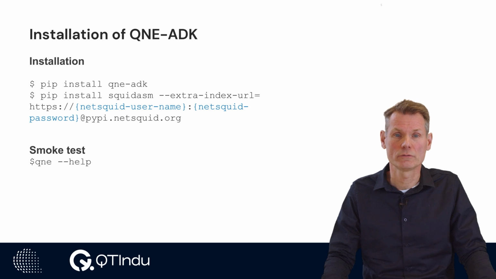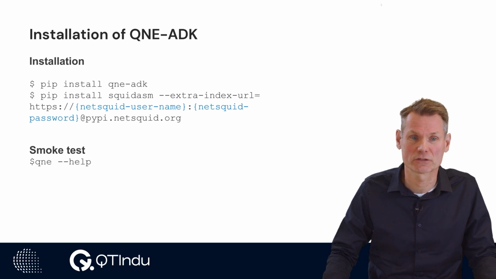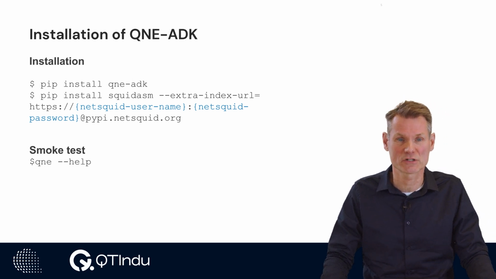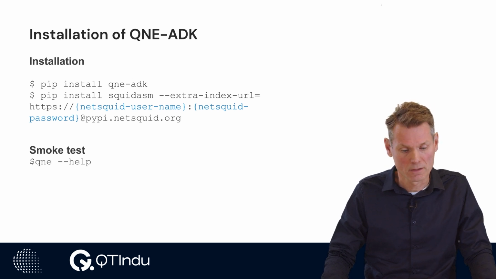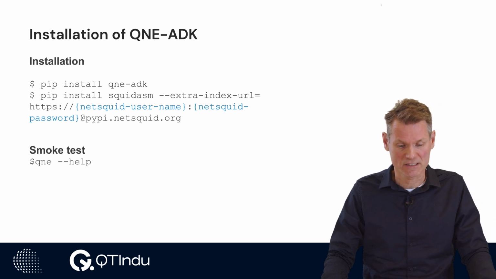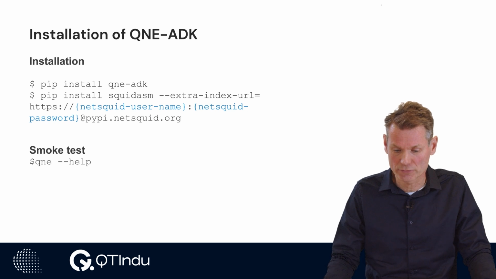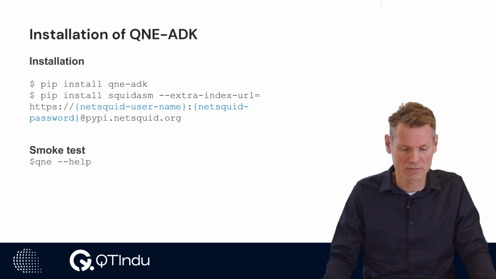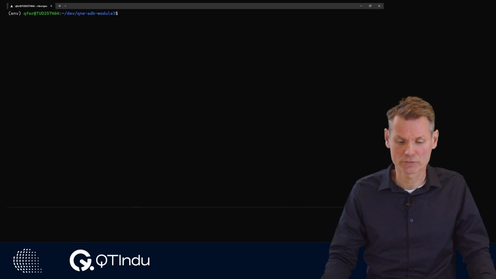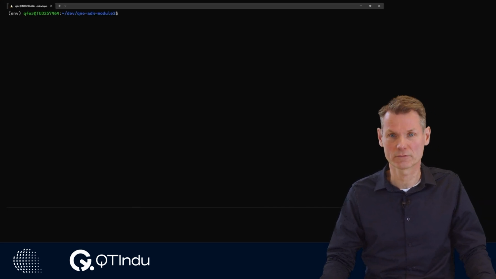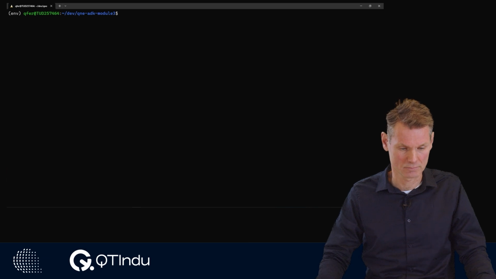To install QNE-ADK, you have to execute two pip install commands. The first to install QNE-ADK and the second to install SquidASM. In the second, you have to replace the NetSquid username and NetSquid password with the credentials you registered with on the netsquid.org forum. To install the QNE-ADK, execute the following commands in a running virtual Python environment.